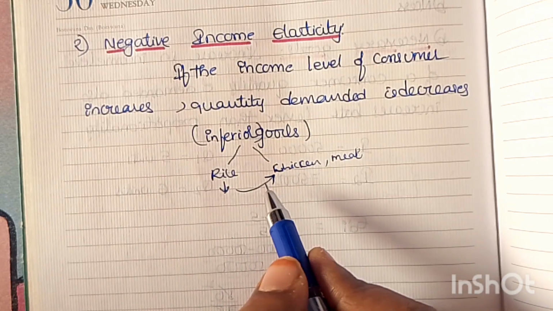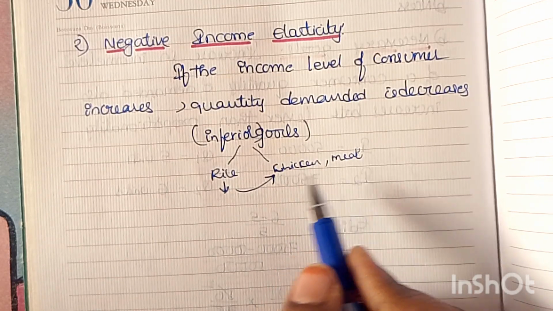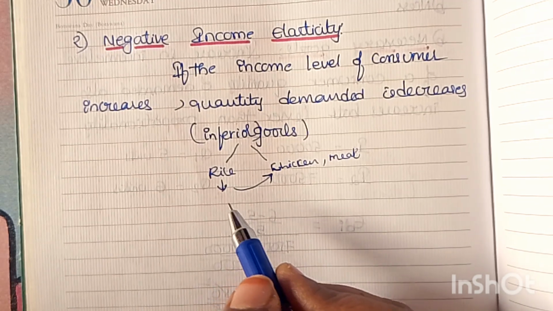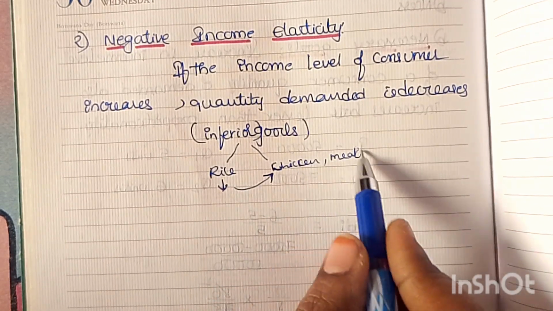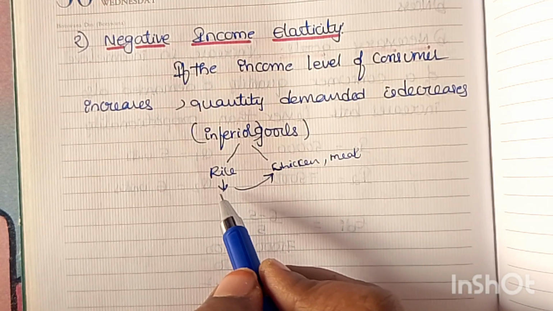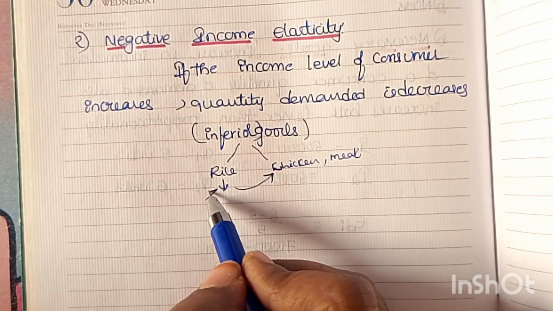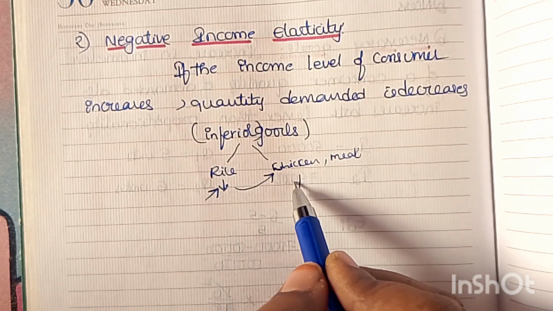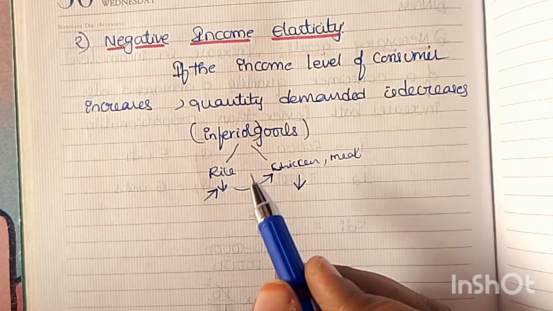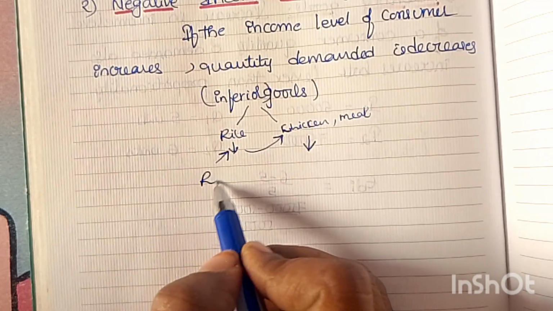Sorry, we are avoiding purchasing chicken or meat because rice is our basic necessity, so we can replace our needs with even vegetables also, okay. So here, the demand for rice increases and the demand for chicken decreases, okay. So suppose we take an example of rice and broken rice, okay.